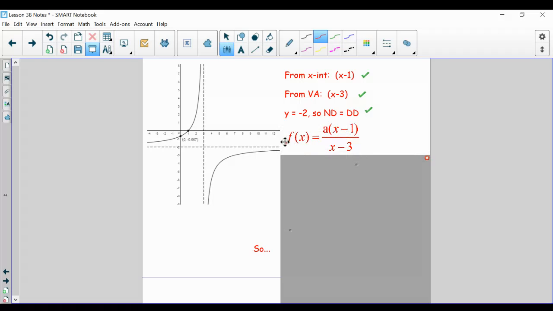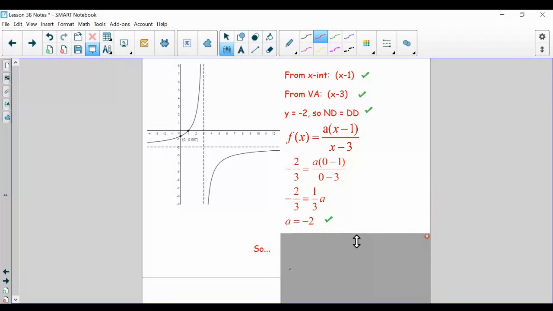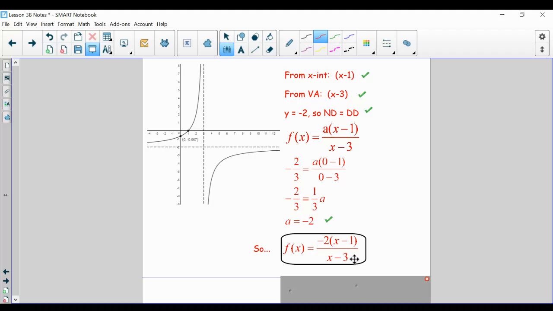So here would be the setup. You'd have f of x is equal to some number, we don't know what that number is, times the x minus 1 on top, x minus 3 on the bottom. Now there's two ways that you can do this. You can plug in your y-intercept, 0 for the x and -2/3 for the f of x, or for the y, and solve for a. That's what I did here. Plug 0 in for the x's, -2/3 for the y, and then solved. So I got a is equal to -2, which would then be my number in the front.